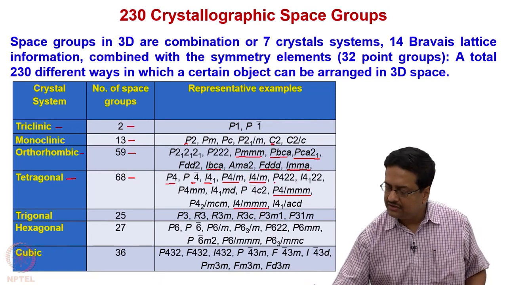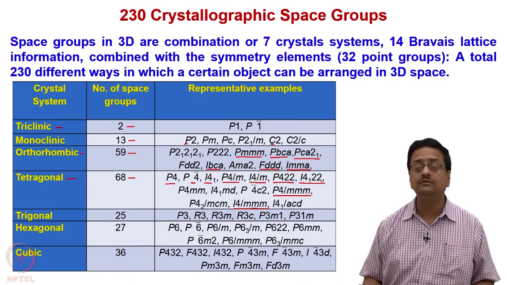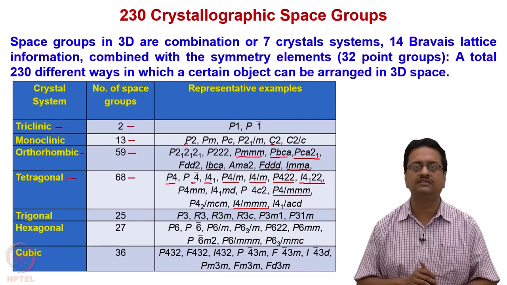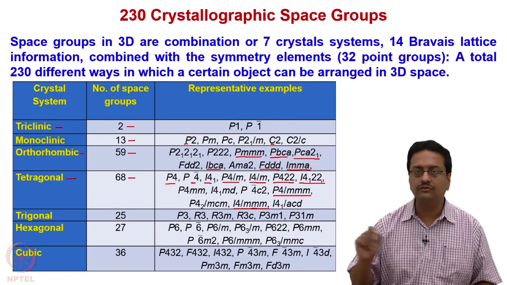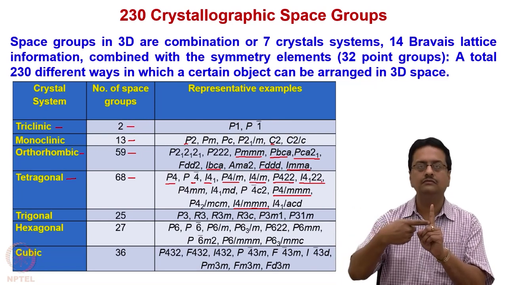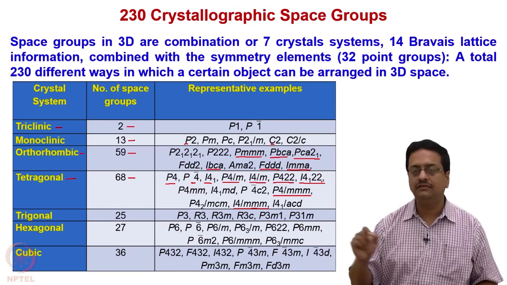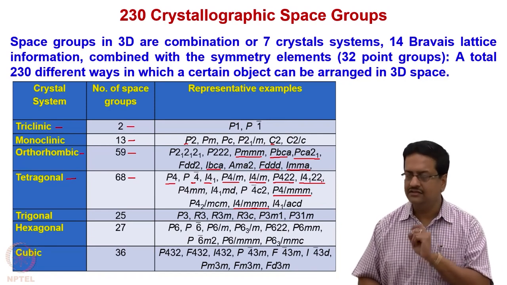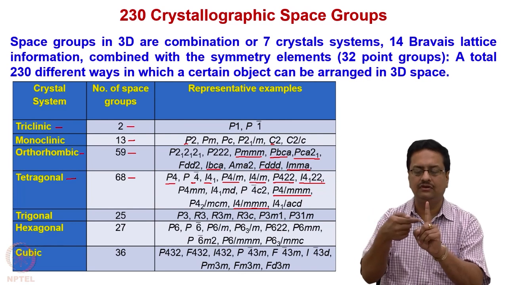When we look at space groups like P422 and I4122, it means there are other symmetry elements other than just the 4 which is parallel to Z. So in the case of P422, you have a 4-fold parallel to Z, a 2-fold parallel to X, and another 2-fold parallel to Y. Similarly, I4122 means I have a body-centered lattice, 41 parallel to Z, and a 2-fold here and a 2-fold in the Y axis.